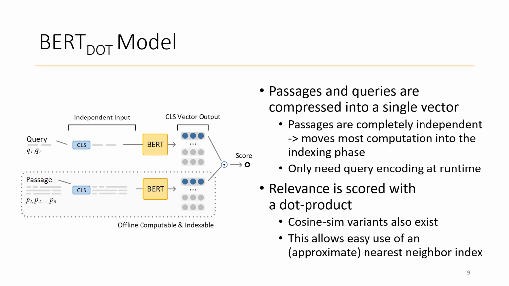And this setup allows an easy use of an approximate nearest neighbor vector index, because this simple dot product or cosine similarity operation is supported by basically every single nearest neighbor library.